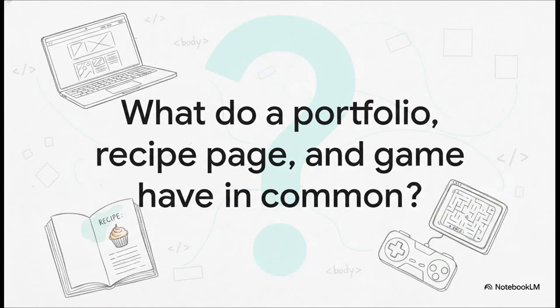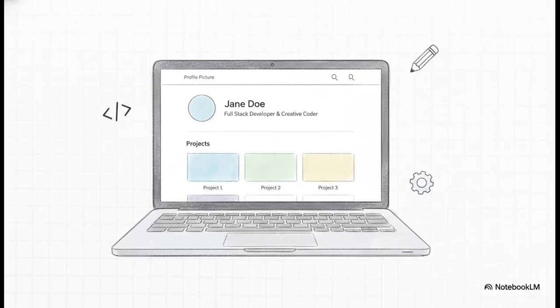So I want you to think about three totally different things for a second. Imagine a sleek portfolio to show off your skills, a page for your favorite recipe, and maybe even a fun little game. They seem completely different, don't they? Well, they've got a secret connection. Let's dig in. First up, you've got a personal portfolio. This is pretty much your digital resume, right? It's the place you can show off your work and your skills to anyone who might hire you. It's got to be clean, it's got to be structured, and honestly, it's a must-have if you're trying to get into the tech world.